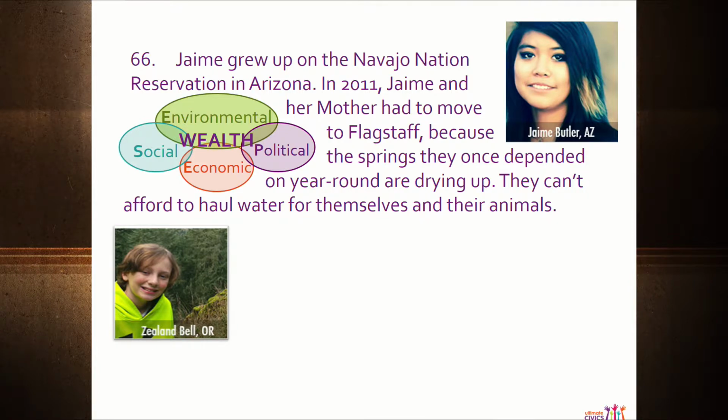Jamie grew up on the Navajo Nation reservation in Arizona. In 2012, Jamie and her mother had to move to Flagstaff because the springs they once depended on year-round are drying up. They can't afford to haul water for themselves and their animals.